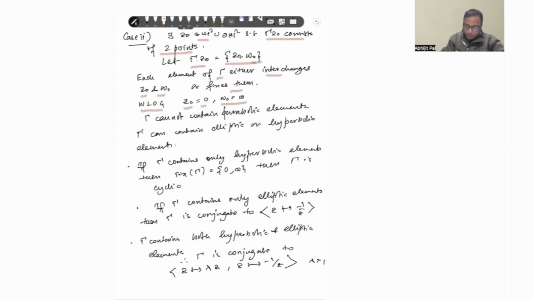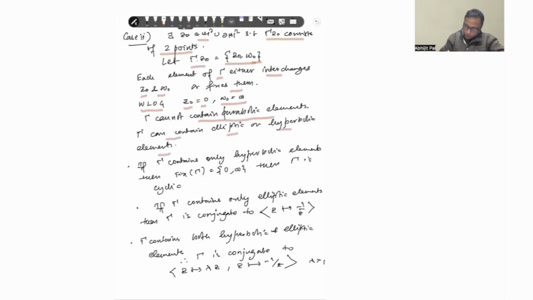Okay, so the next observation is that this gamma cannot contain parabolic elements. If gamma contains a parabolic element, then that cannot, first of all, interchange the 0 and infinity. So then it will fix both infinity and 0, so that is not possible. So that's why this gamma cannot contain these parabolic elements. So the only possibility is this gamma can contain elliptic or hyperbolic elements.